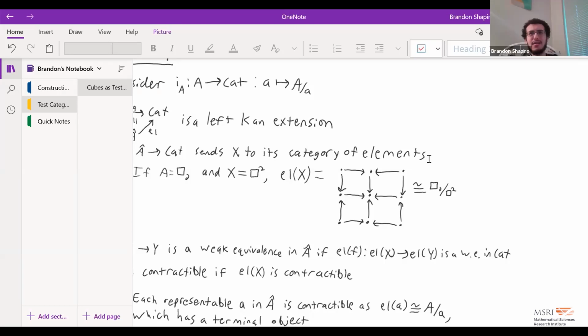Yeah, I think it has something to do with that. When you're proving something about a test category, it is important not to replace the category of elements with some other functor to Cat. But the functor from Cat you can replace. But I think when you're doing the realization, it shouldn't matter.